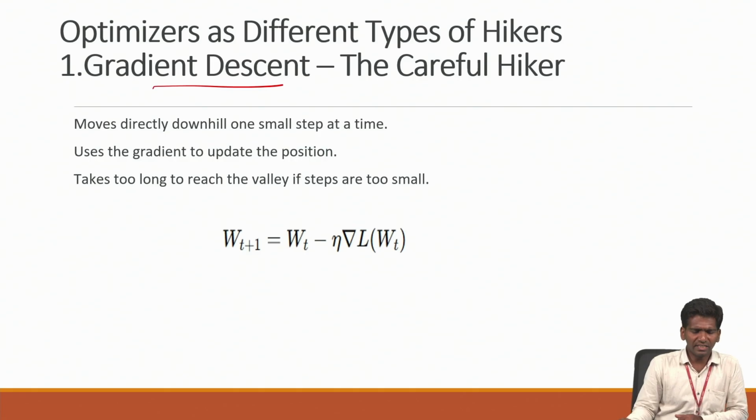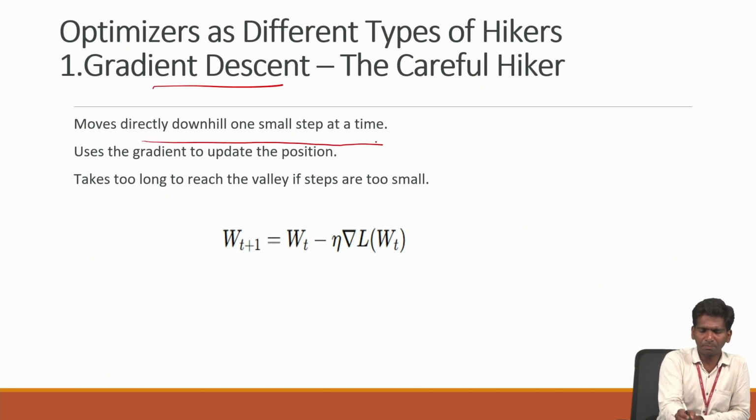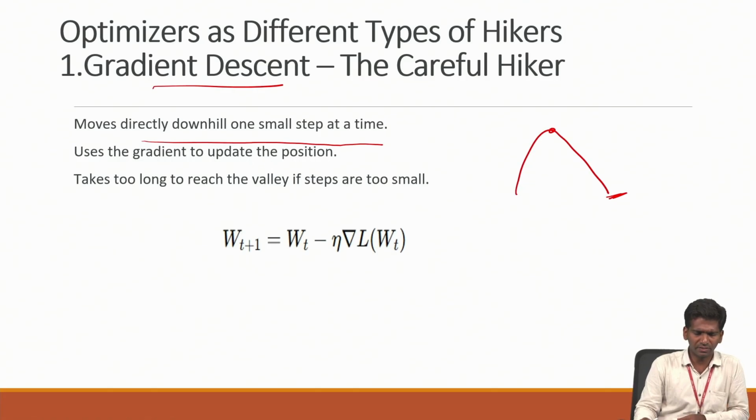How can we consider gradient descent in contrast to our hill example? We can consider a person moving directly downhill one small step at a time. By taking small steps, the user tries to reach the destination from the hill. It uses the gradient to update the position.